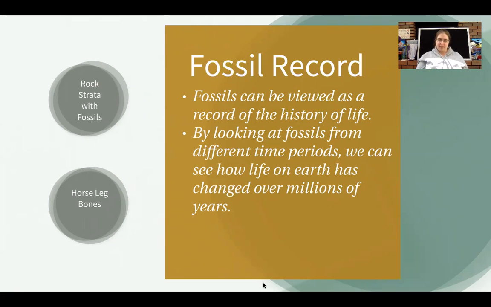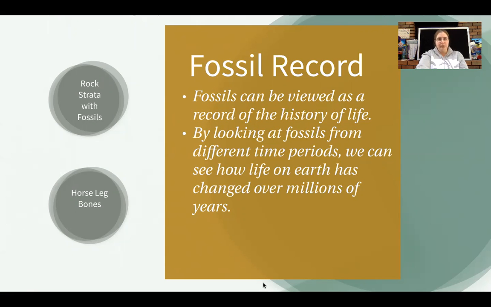And what's going on is that we can actually analyze those fossils to figure out roughly how old they are. By studying fossils and learning when they come from, it helps us to view a record of life on this planet. So it shows us a history of the different life that once existed. By looking at fossils from these different time periods, we can see what life was like 65 million years ago, 100 million years ago, 120 million years ago, and we can compare the life and see how it changes over time.